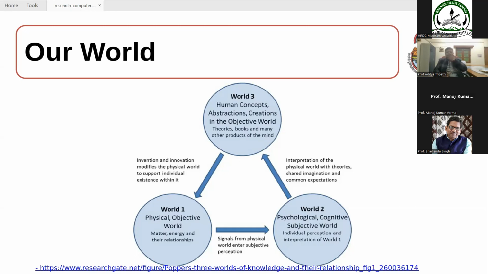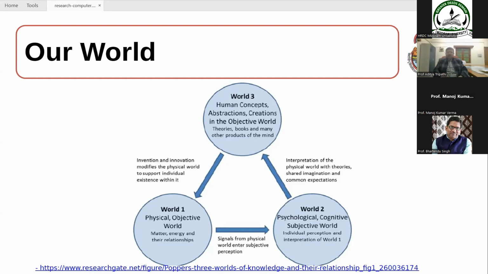An artist, when he draws something, or a person designs a sculpture, it is out of his knowledge, out of his emotions, out of his cognitive level. He is designing an object, and the outcome or the product which is the outcome of his knowledge is world number three.